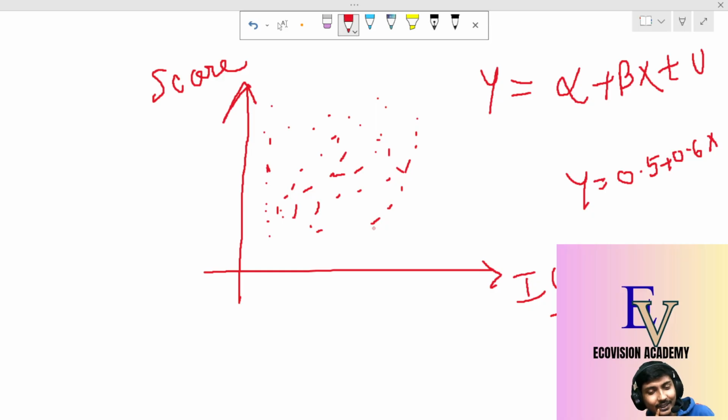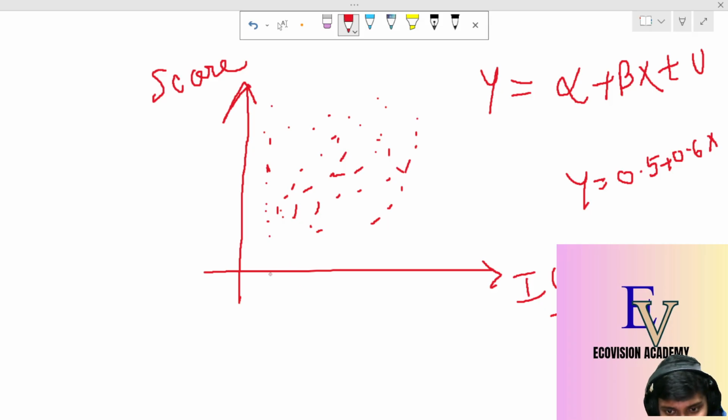Because you cannot actually determine, sir. There are some points where IQ is very high but the score is low. And there are some points where the IQ is very low but the score is high. That is why I said zero, because I cannot identify the exact relationship between score and IQ.